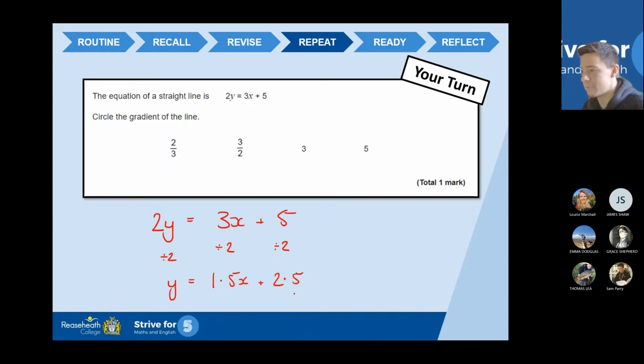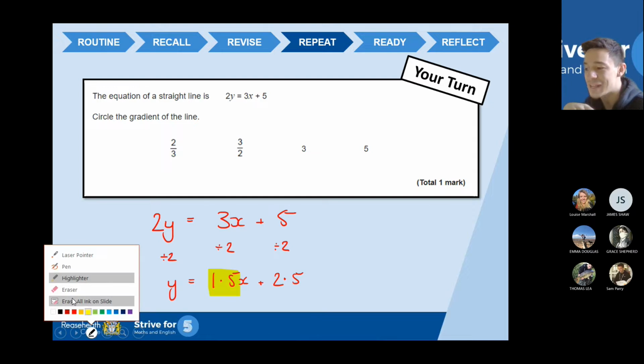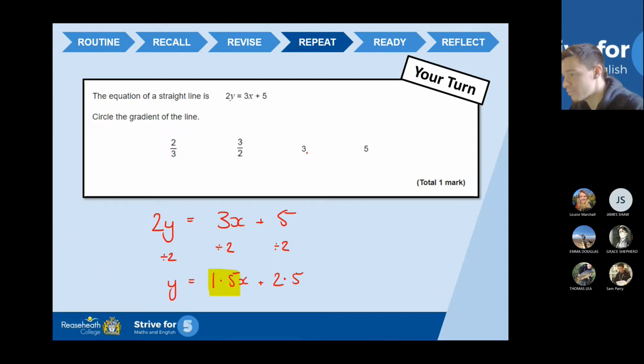Now, I'm looking, because I want the gradient, and the gradient is the number, let me change that to yellow. The gradient is the number before the x, so 1.5. Okay, now there's not a 1.5 on there, but do you know what I can do? I can definitely get rid of 3, definitely get rid of 5. Now I'm left with these two fractions.